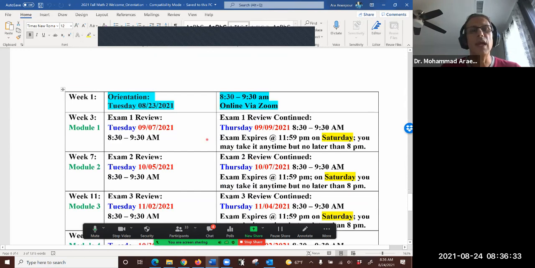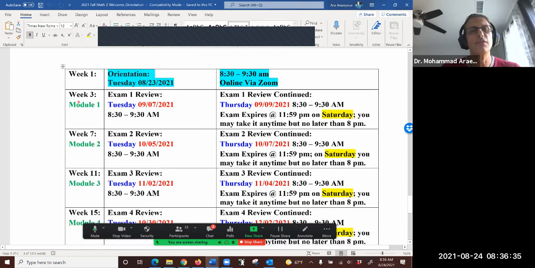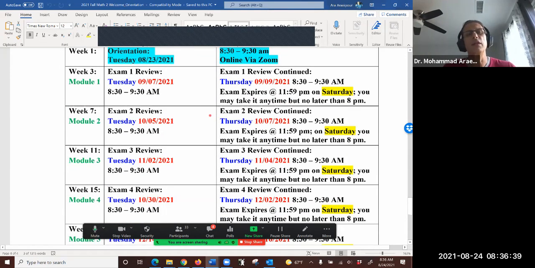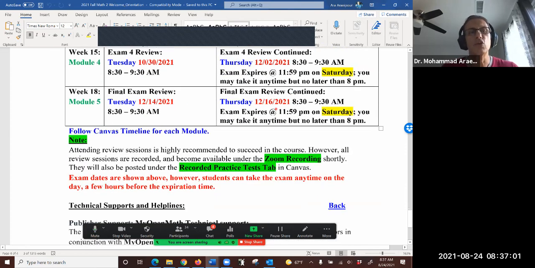So we have the orientation date here. Now, if you look at the review session, it takes place on the week of the exam on Tuesdays and Thursdays, in general. So I'll review, and on that Saturday, you have to take the exam. It expires at 11:59, and has to be taken a few hours in advance to be on the safe side.